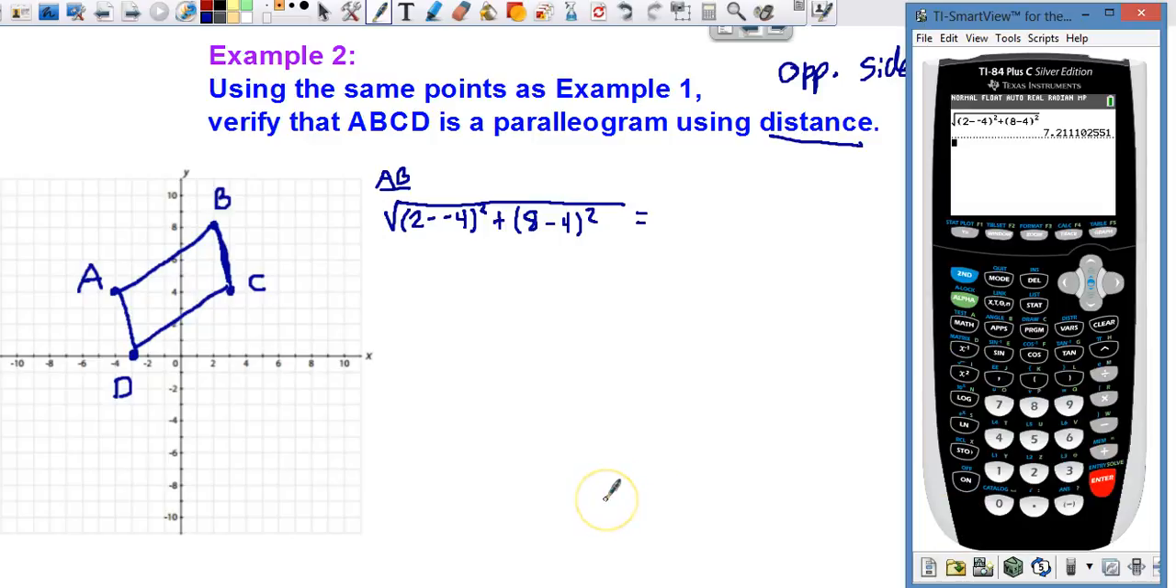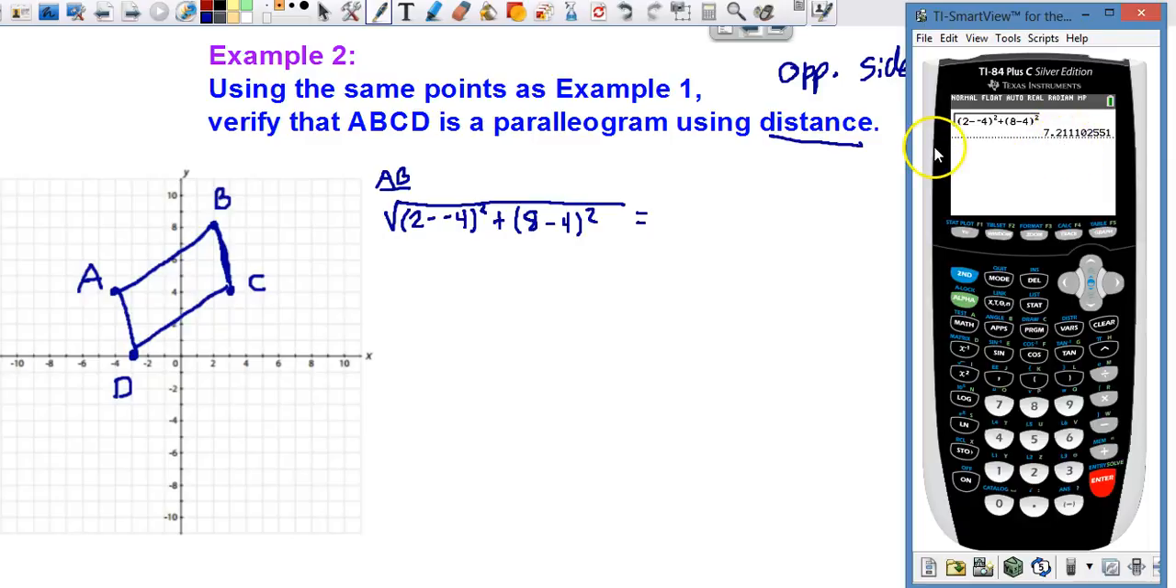You get about 7.2. And that also can be done by hand. I mean, 2 minus negative 4 is 6. 6 squared is 36. 4 squared is 16. 8 minus 4 is 4. 36 plus 16 is 52, which is a little above 49.